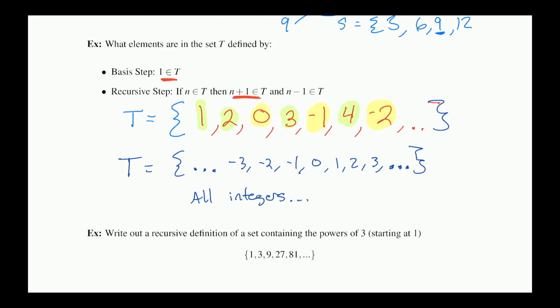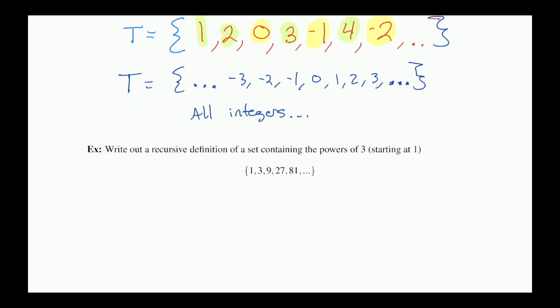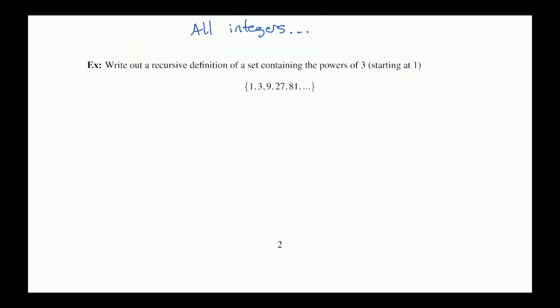All right, so that's that. Let's see if we can do another one. So let's look at this. How would we come up with this set? I told you that they're powers of 3. And so what you want to think about is they're powers of 3, right?